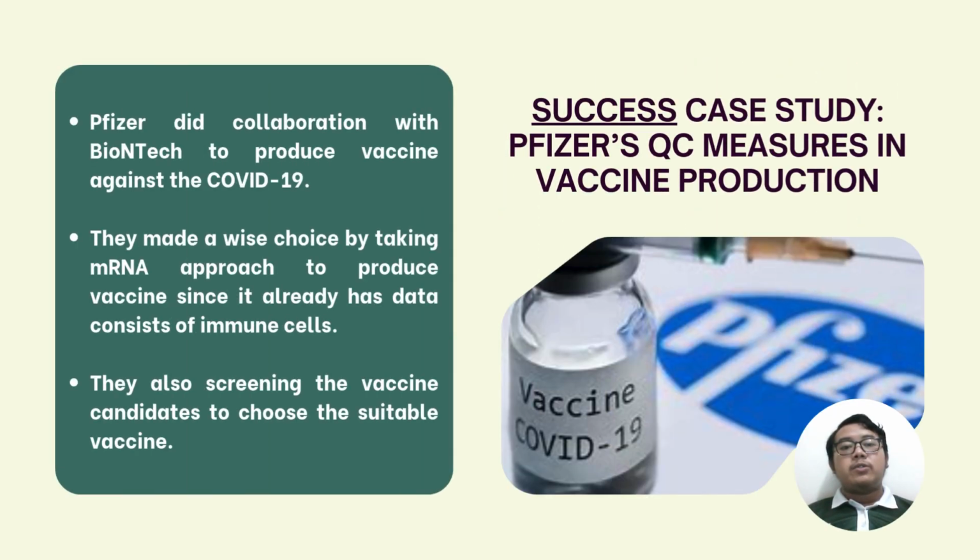And now we go to the success case study, which is Pfizer's quality control measures in vaccine production. During COVID-19, Pfizer collaborated with BioNTech to produce a vaccine against COVID-19. They made a wise choice by taking the mRNA approach to produce the vaccine because it already has data consisting of human cells. They also screened the vaccine candidates to choose the suitable vaccine that can fight COVID-19.